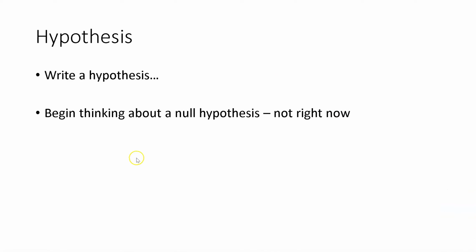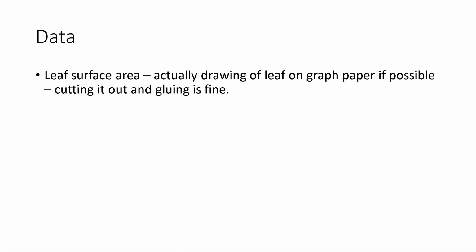So the hypothesis. Begin thinking about a null hypothesis. You can look that up if you're not sure what that is. We will talk about it more as we go. But write a hypothesis with your partner if you haven't done so already. If-then statement. So data, the leaf surface area. The actual drawing of the leaf on graph paper, which we did in class, that would be amazing to put in your lab notebook. Cutting it out and gluing is fine. Hopefully you kept it. If you didn't, I would come talk to me. We'll find out what to do.